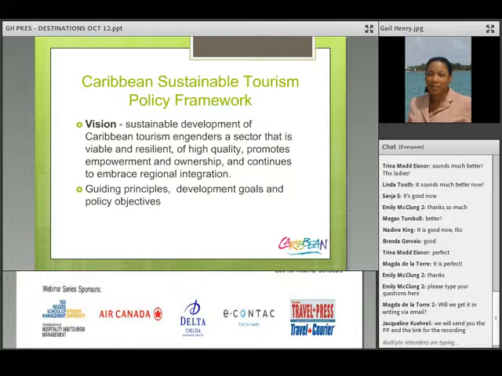The Sustainable Tourism Policy Framework provides a number of guiding principles, development goals, and policy objectives with the idea of being a guide to our member countries, so that in developing their own or enhancing their own tourism policies and strategies, etc., they would use these principles so that they can ensure that their tourism development is being done in a sustainable manner.